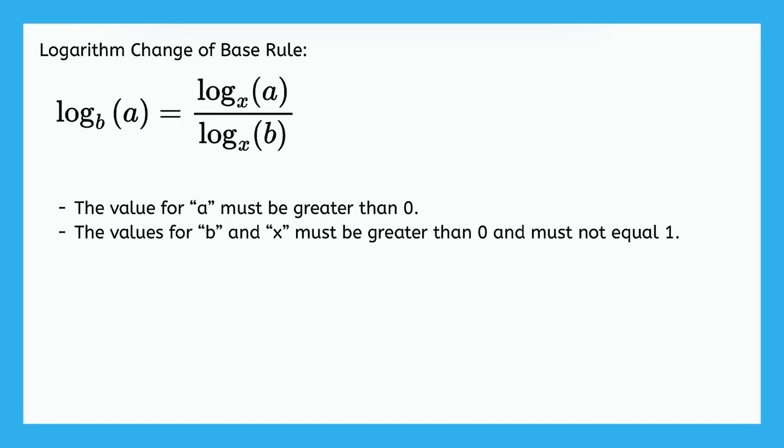Okay, so what's interesting is that you can choose any number for x as long as it's the same on the top and bottom, and as long as it follows this second parameter. So what do I recommend? I recommend that you always just use 10 for x because that's really easy to put in your calculator, and it also eliminates confusion if you know that you're always using 10 for that x.